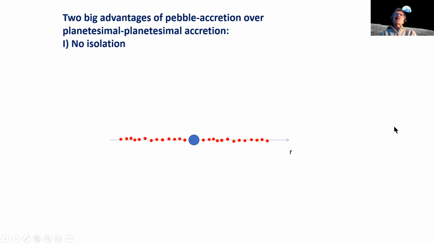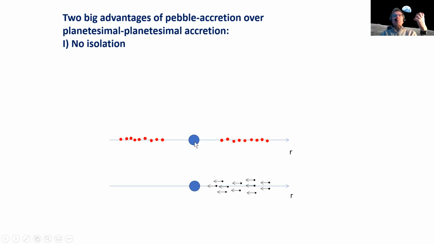So pebble accretion has two advantages over planetesimal collisions. The first one is that there is no isolation. If a protoplanet grows by accreting planetesimals, once it has accreted planetesimals throughout its neighborhood, it's over. The disk becomes empty and the body cannot grow any further because planetesimals are fixed in the disk. They don't migrate very much. They are quite immune from gas drag.